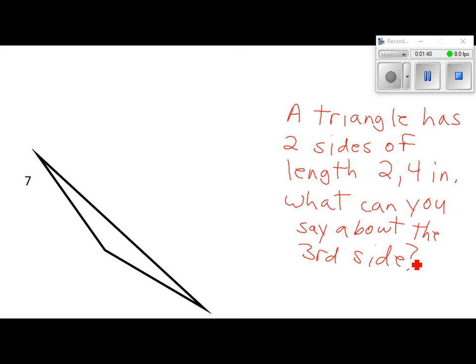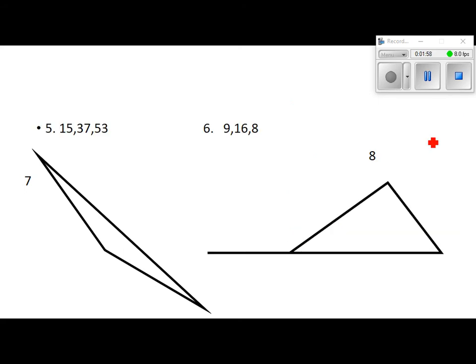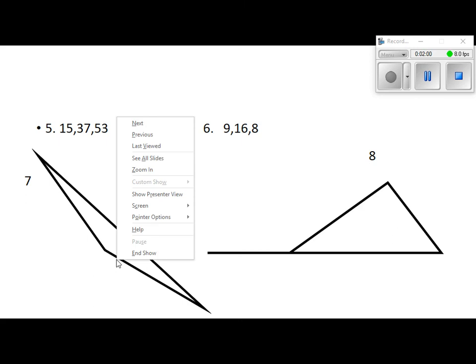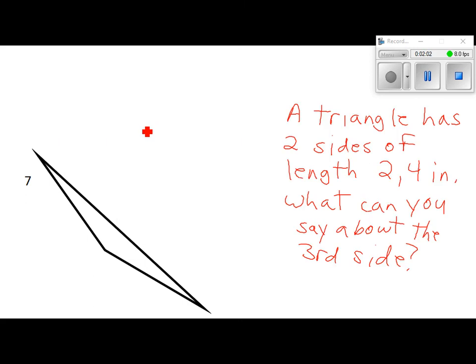We had a theorem that said what about any two sides of a triangle? Third side always has to be. All right, so you add any two sides, and that sum's got to be more than the third side. So what can I say about this third side? It has to be 1.